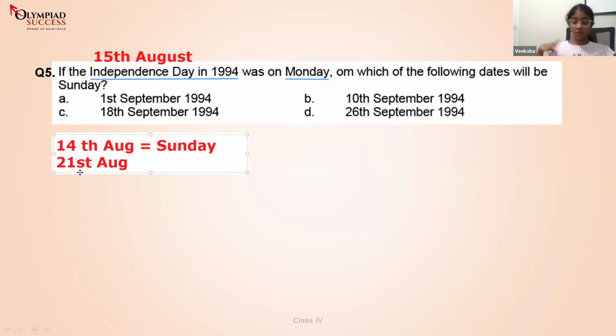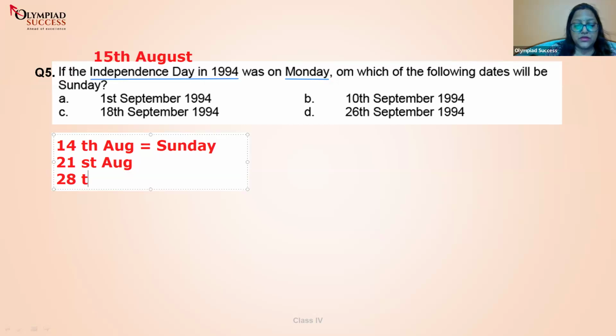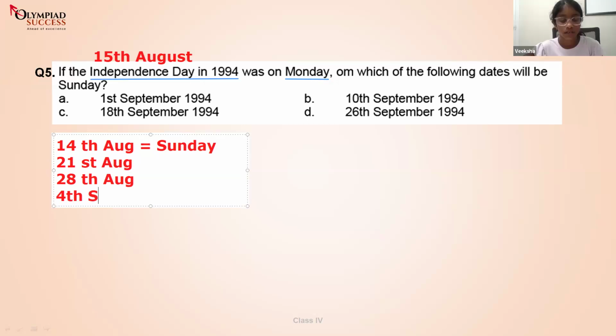It would be 21 plus 7, that would be 28. Correct. 28th August, we have the next Sunday. Next again, if you go with adding 7 to it, we have the month with 31 days. So you're left with 3 days, 29, 30, 31. And then add 4 more days over there. So that becomes 4th September, right? Yes. So 4th September would be your next Sunday.